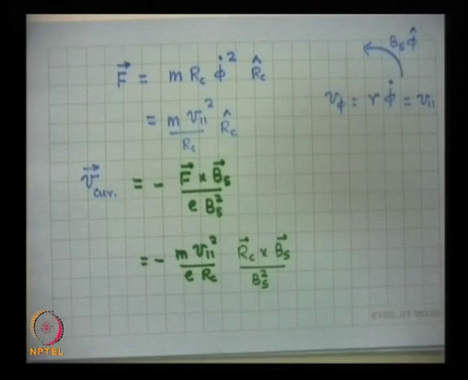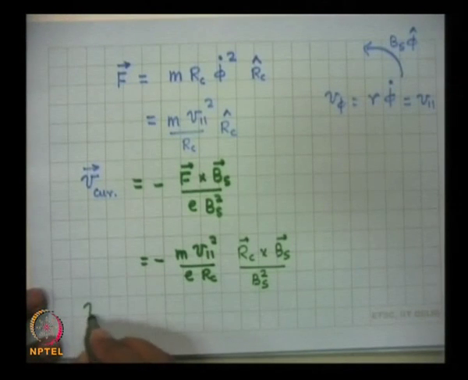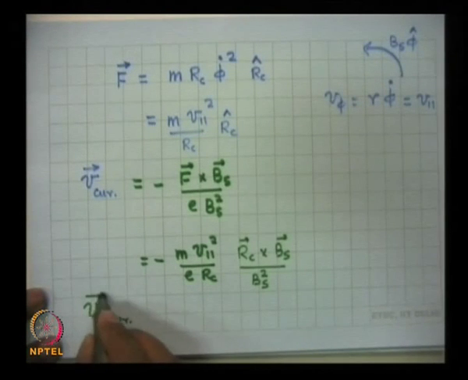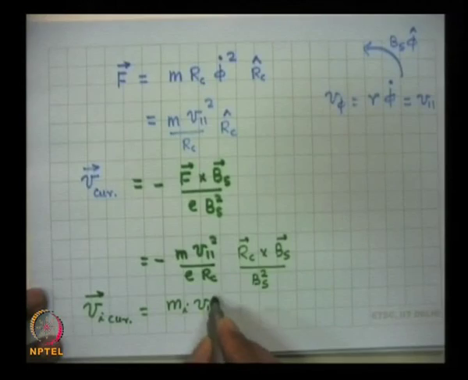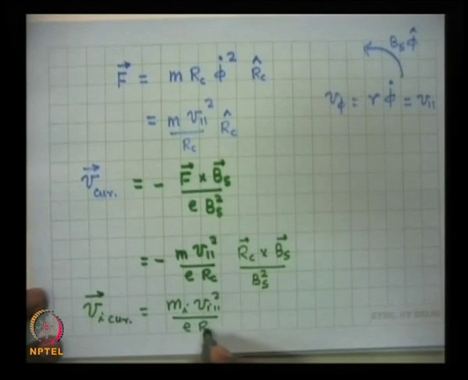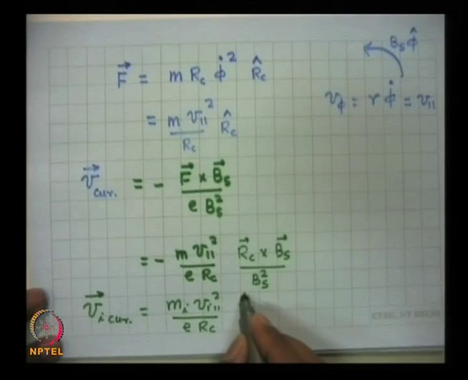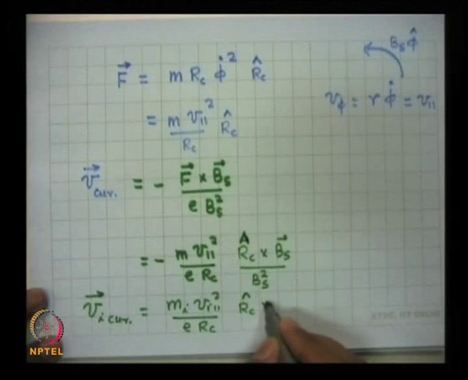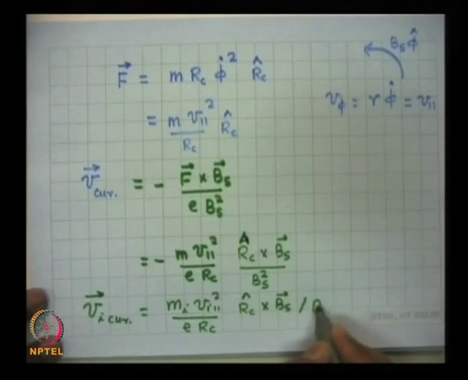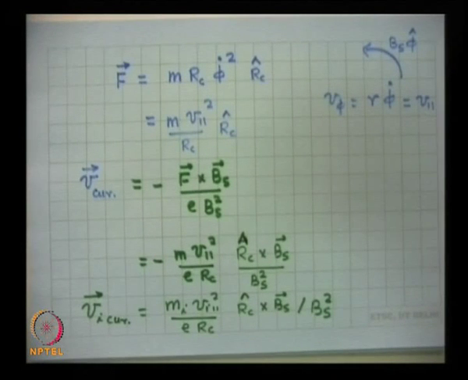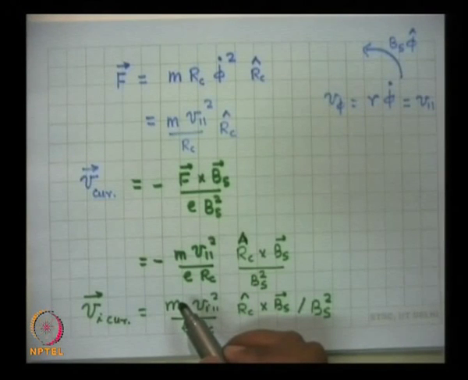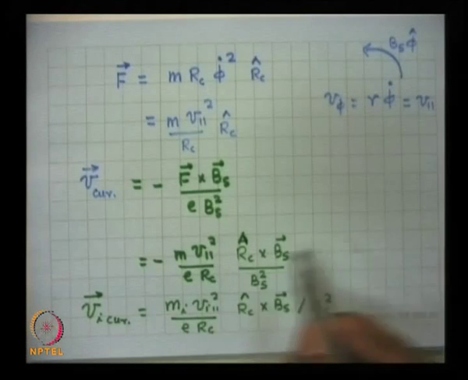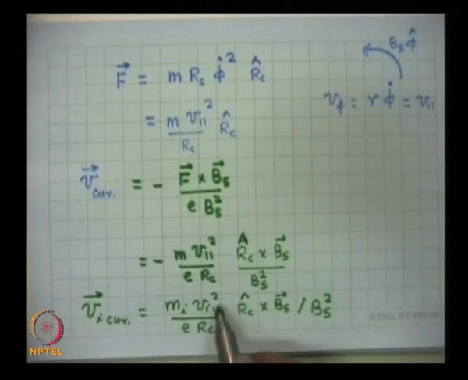For ions, it will be of opposite sign, and let me write down the ion curvature drift, which will be equal to MI VI parallel square upon E RC, RC cap cross Bs upon Bs square. Since M V parallel square is related to the temperature of the electron, and MI VI parallel square is related to the ion temperature, these two drifts are also comparable when the two temperatures are comparable.